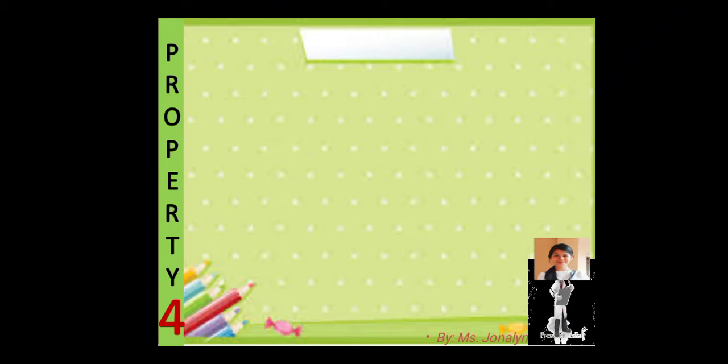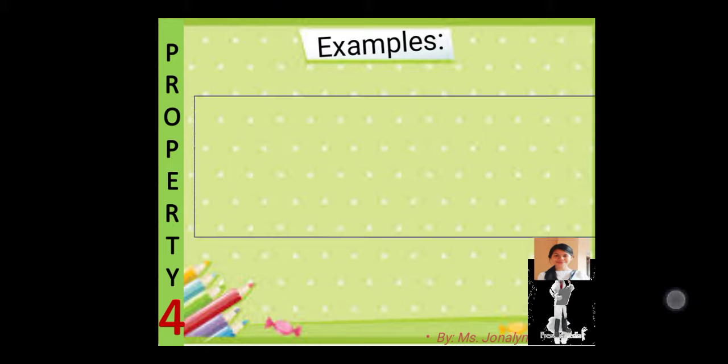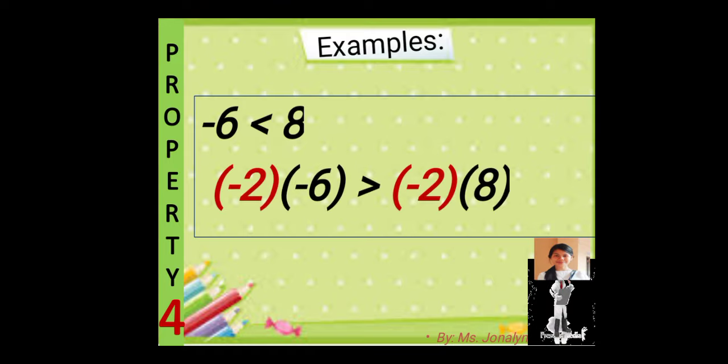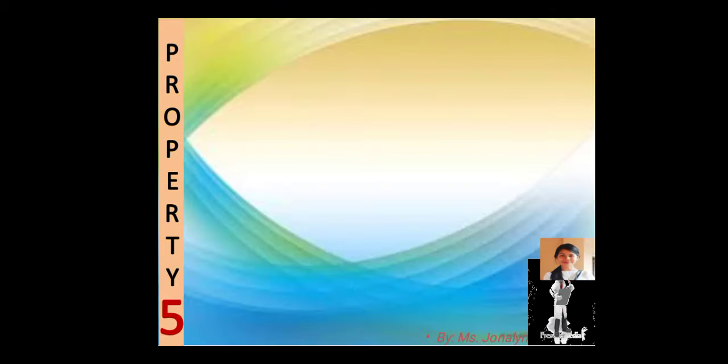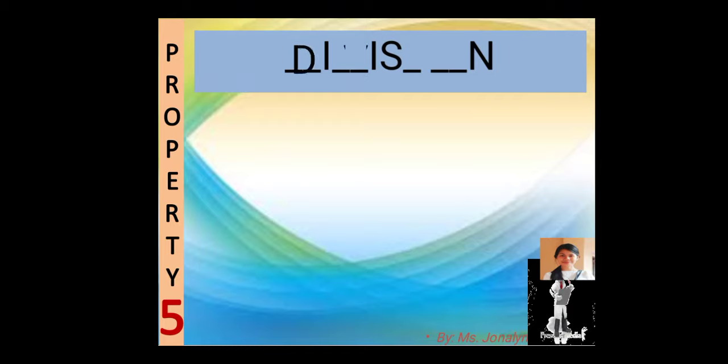And by the way, for the fourth property or the multiplication property of inequality, when you multiply both sides of an inequality by a negative number, you need to reverse the inequality symbol to make the statement correct. That's it. And of course, if there is multiplication, there is also the division property of inequality.